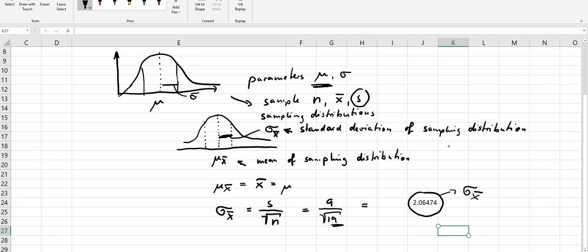And very often when we use hypothesis testing, we cannot use our original population because we usually don't have the standard deviation of our original population. We don't know that, but we know the standard deviation of our sampling distribution, and that's why this calculation is quite important to carry out.